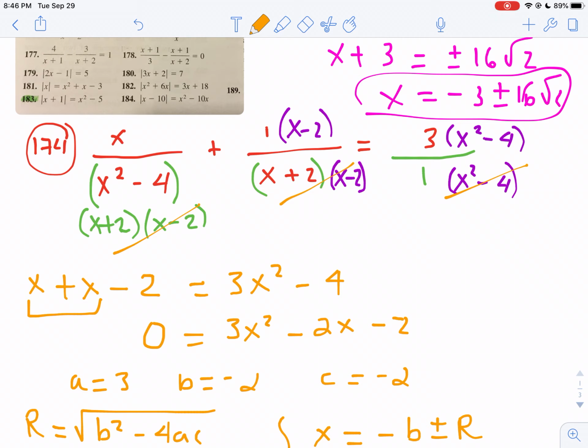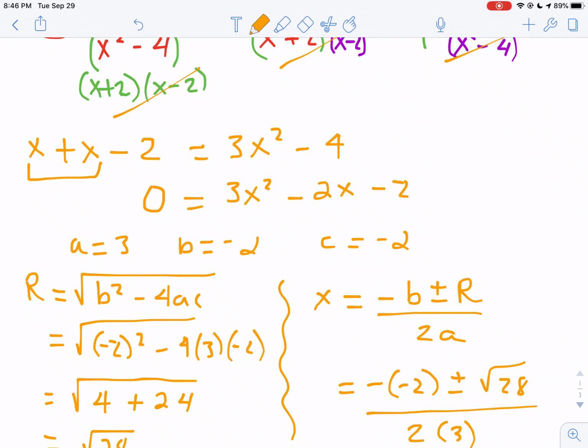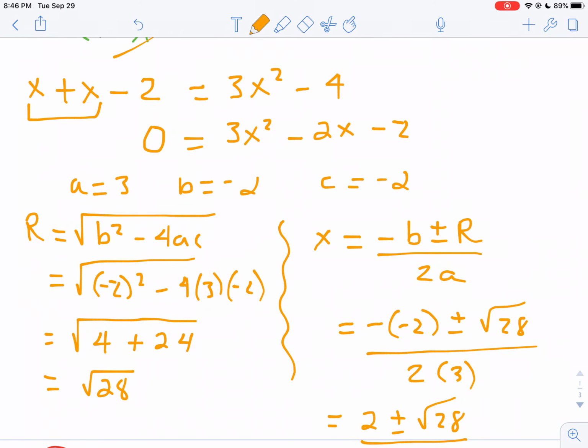All right, here I have a 3x, there's 2x on this side, moving it over, and here I have a negative 2. It looks like everything is good. A is 3, B is negative 2, C is negative 2. Okay, so this is going to be 24. I don't see anything wrong here. And so even my radical term is not right. They have a radical 31.